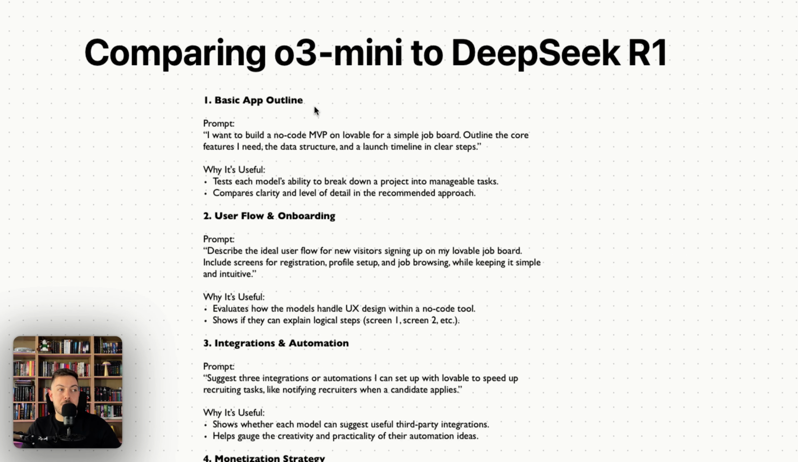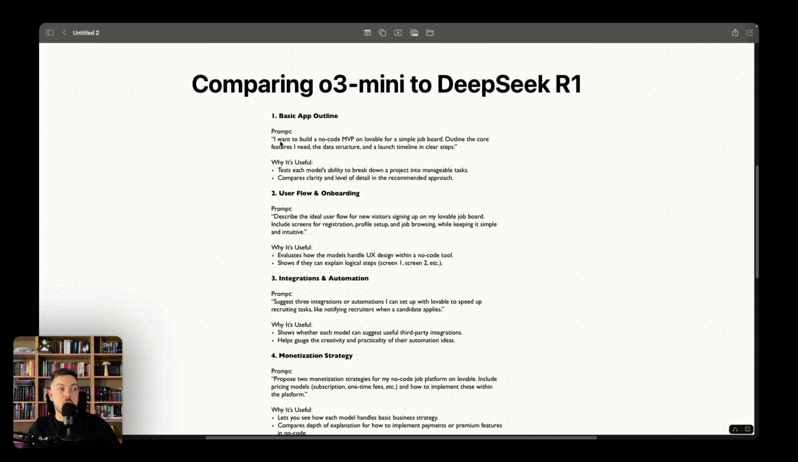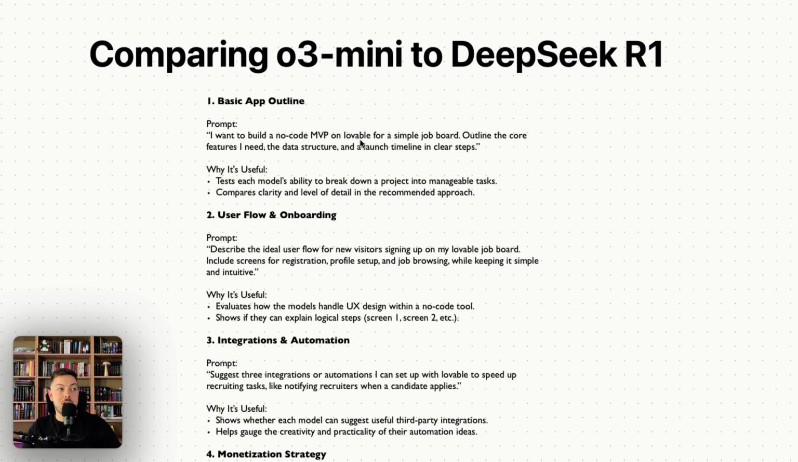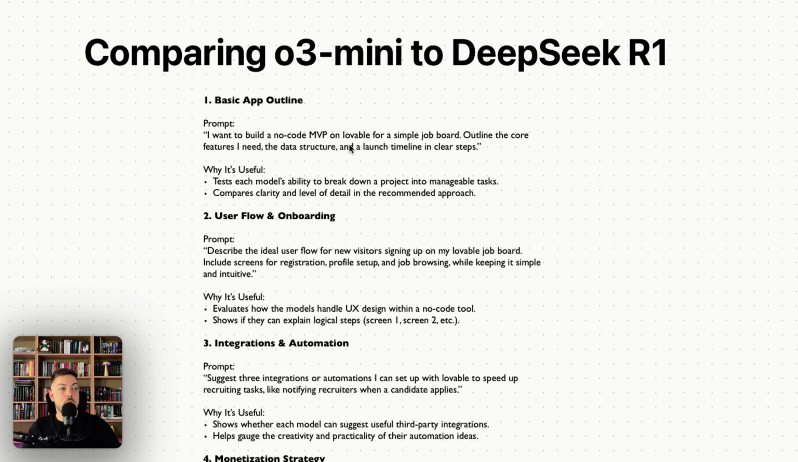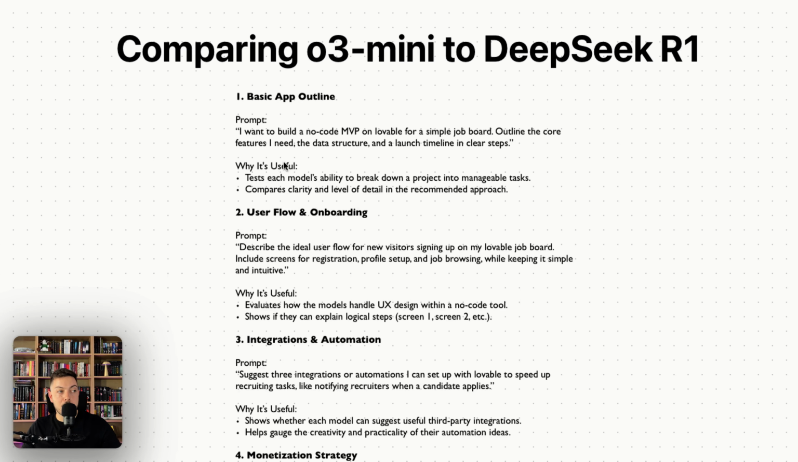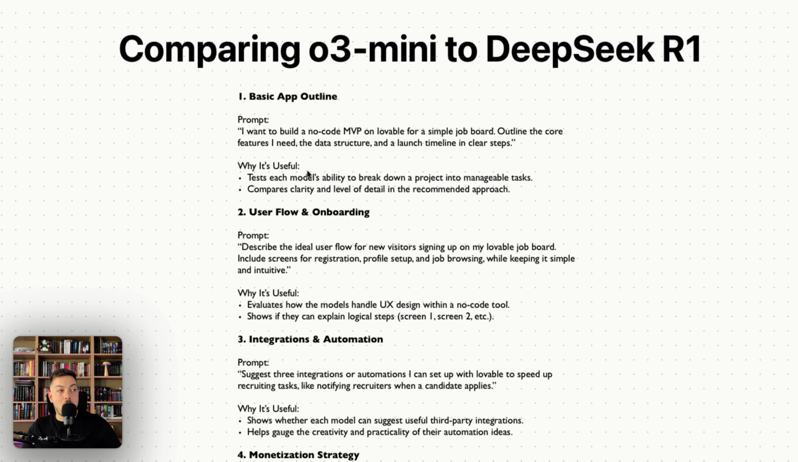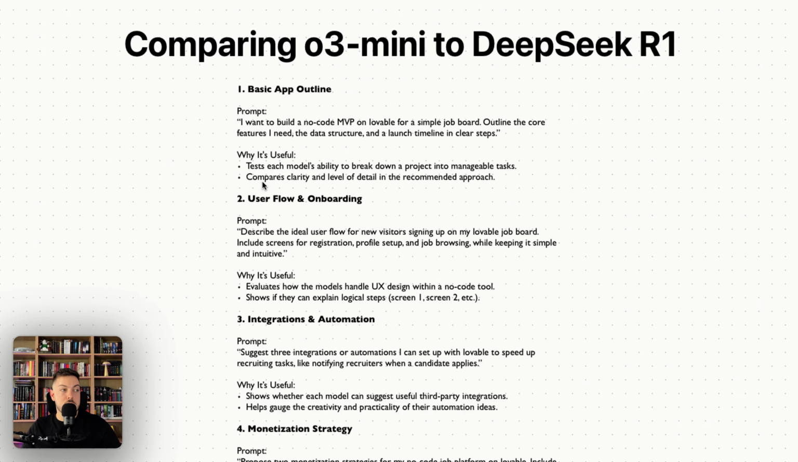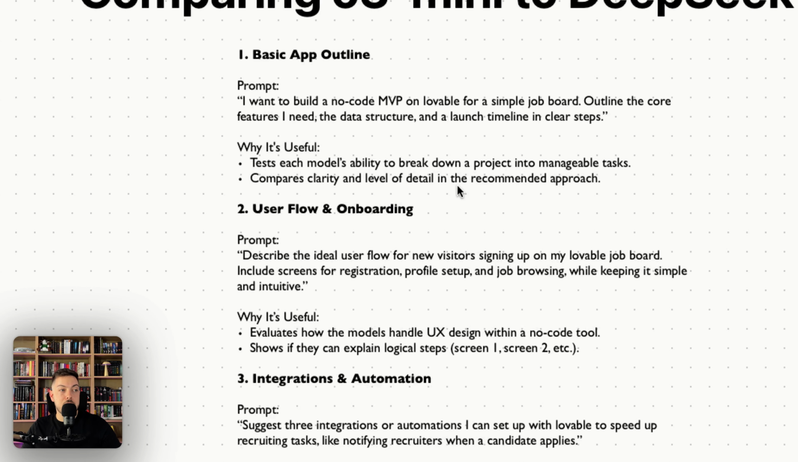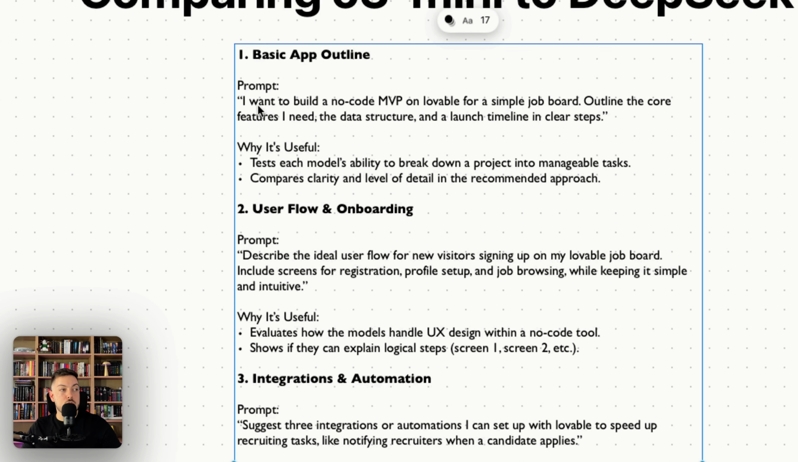So the first one here is a basic app outline. Here we're just going to say, I want to build a no-code MVP on Lovable, our no-code platform, for a simple job board. Outline the core features I need, the data structure, and a launch timeline in clear steps. Why is this useful? It tests each model's ability to break down a project into manageable tasks, and it compares the clarity and level of detail in the recommended approach. Alrighty, so we're going to start with that.